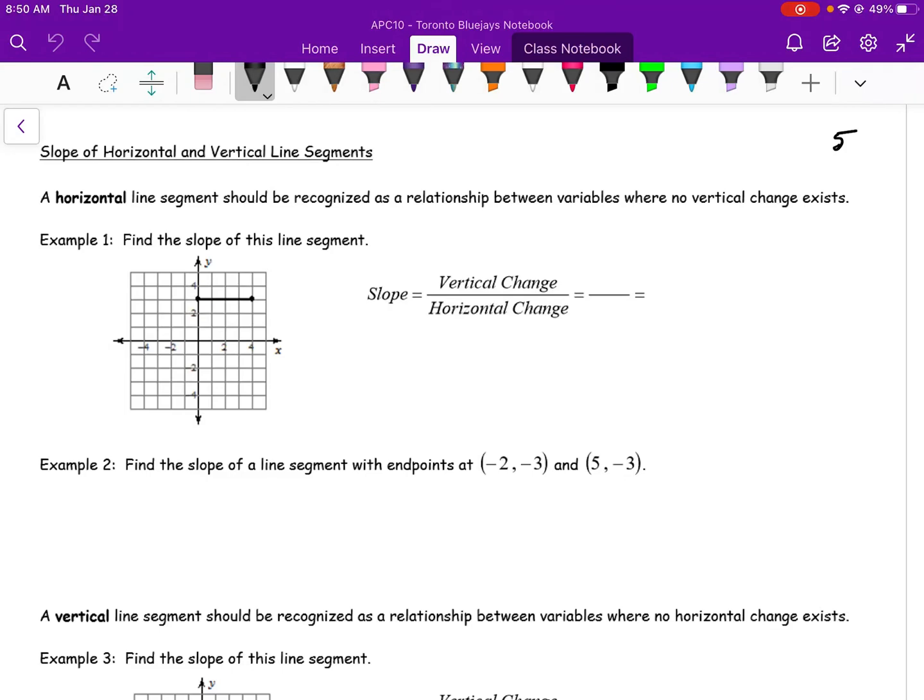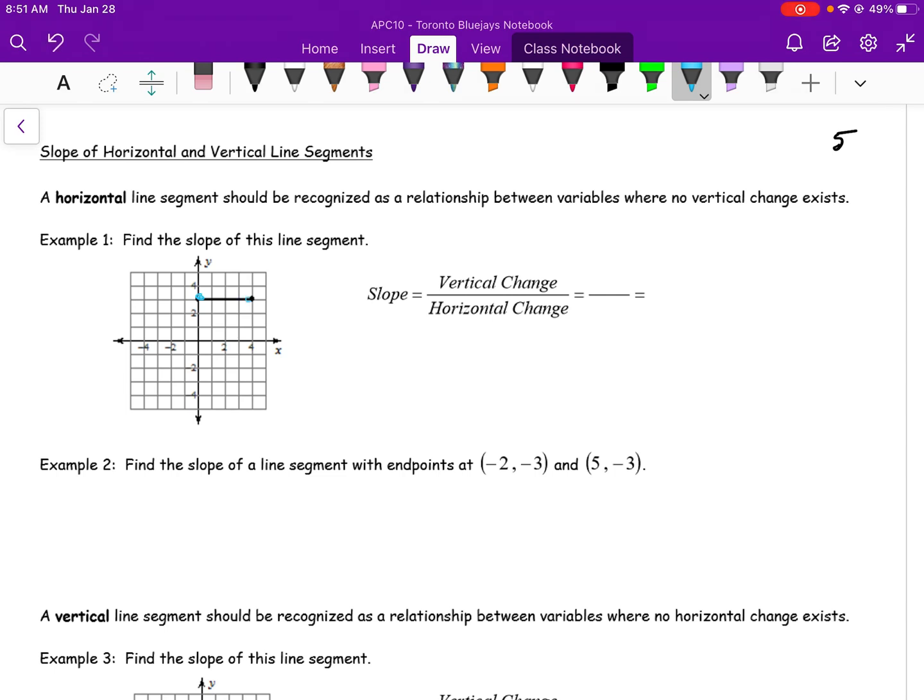We will be looking at the slope of vertical and horizontal line segments. A horizontal line segment should be recognized as a relationship between variables where no vertical change exists. An example of a horizontal line can be found in example number 1. Find the slope of the line segment.